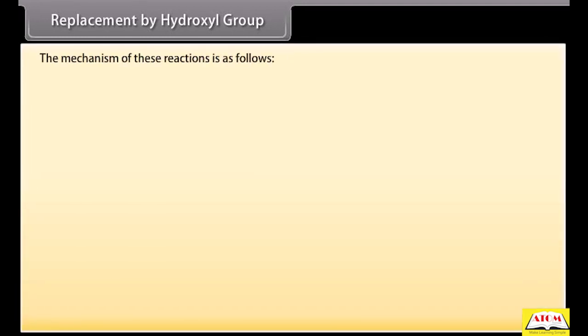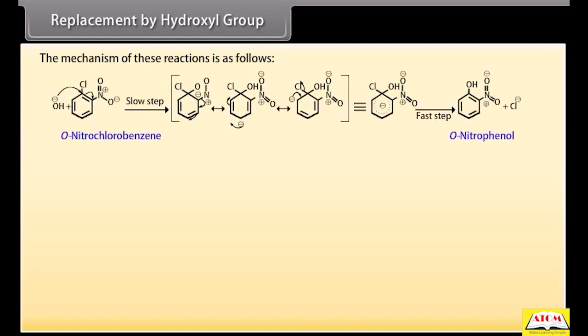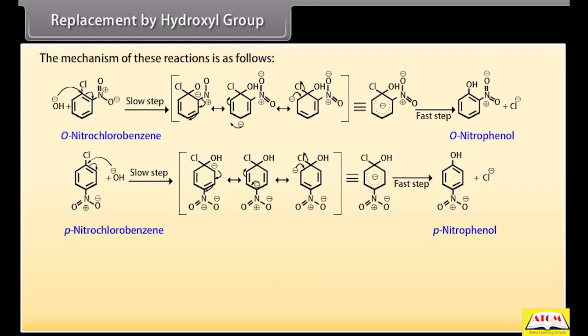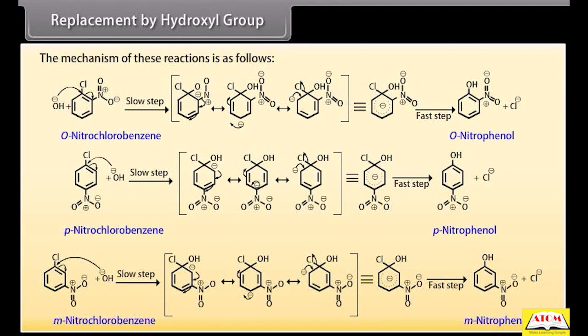The mechanism of these reactions is as follows. Ortho-nitrochlorobenzene reacts with hydroxide ion and forms ortho-nitrophenol. Para-nitrochlorobenzene reacts with hydroxide ion and forms para-nitrophenol. Meta-nitrochlorobenzene reacts with hydroxide ion and forms meta-nitrophenol.